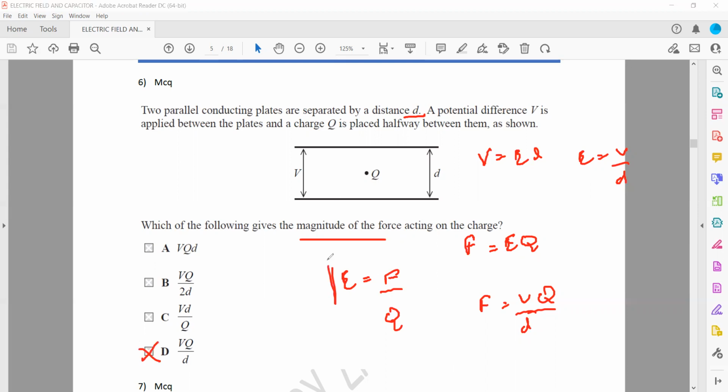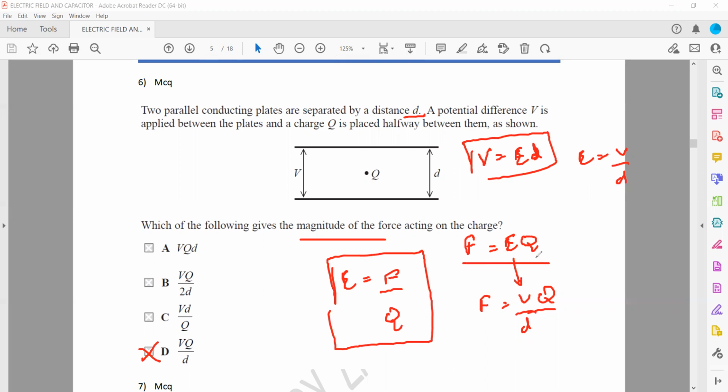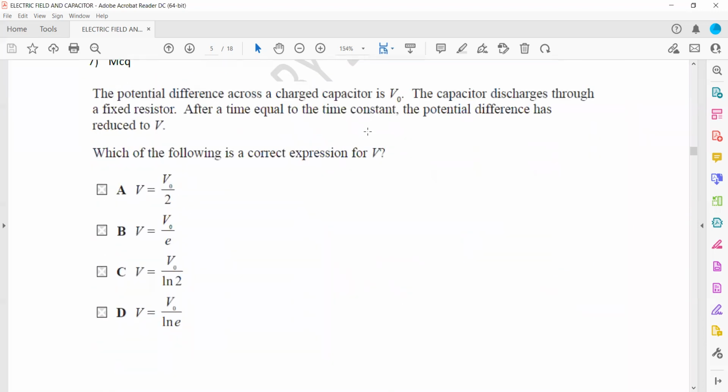So this is a formula which relates electric field strength and force, and this is a formula which relates voltage, electric field strength, and distance for parallel plates. When we simplify, in place of E we write V over d, and Q is there, so it will be VQ divided by d. That's the force experienced by the charge which is placed in between the two parallel plates.